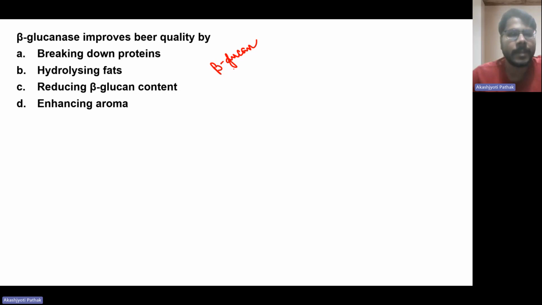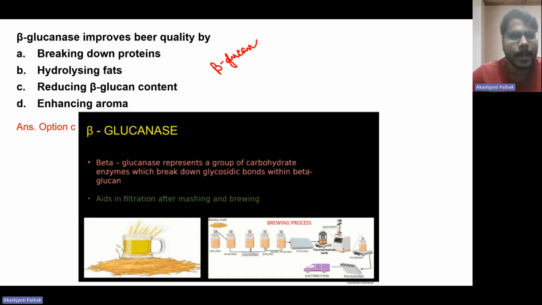So it will act on beta glucan, and it will reduce the beta glucan content that is present in beer. Let's understand what this beta glucan is. You can see here, this was explained in the lecture as well. Beta glucanase represents a group of carbohydrate enzymes. So what is another carbohydrate enzyme? A common carbohydrate enzyme is amylase. Similar to this, amylase acts on amylose, right? So beta glucanase will act on beta glucan and break down glycosidic bonds within the beta glucan.